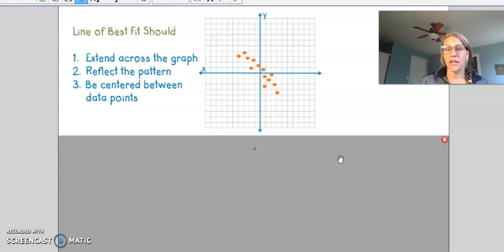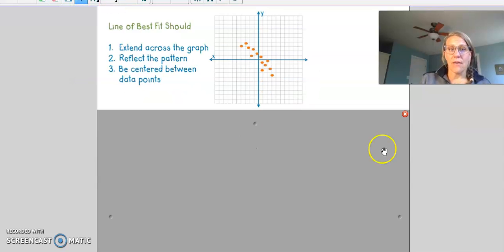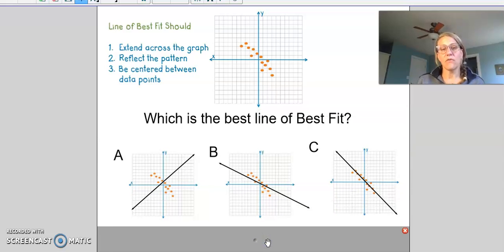All right, so just a couple of reminders because now you're going to put this to the test, see what you've learned. Your line of best fit should extend across the graph. It should reflect the pattern of the graph, and it should be centered between the data points. So what you need to do now is you need to pick which of these graphs you believe would be the best line of best fit for this data. So do you think it's A, do you think it's B, or do you think it's C?